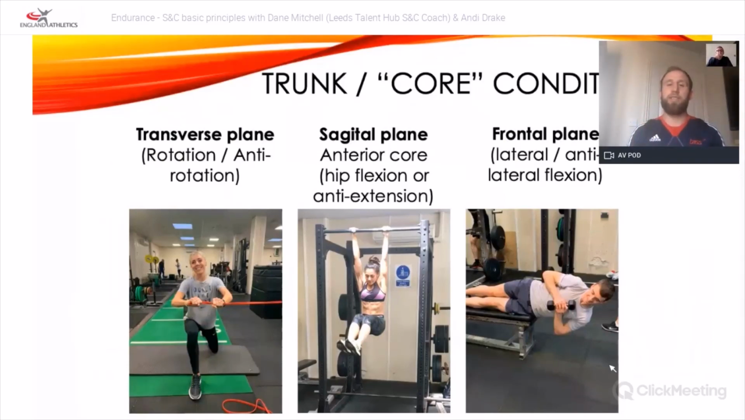The next category is sagittal plane exercises, or anterior core. So this is the front of your abdominals. You can see some well-developed abdominals in that picture there. Common exercises for anterior core are crunches and sit-ups and things like that. You don't see runners running too much like that. You don't want excessive extension and flexion of the spine while you're running.